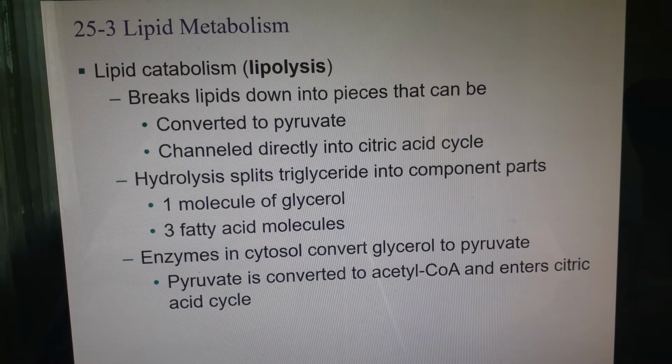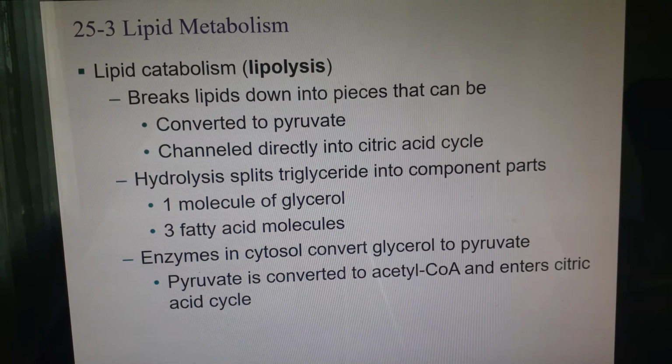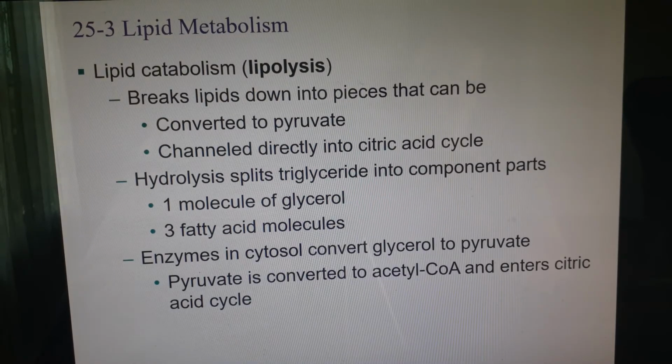So during hydrolysis, remember hydrolysis is to split with water, we're going to break a triglyceride into 1 molecule of glycerol, which is a sugar alcohol, and 3 fatty acid molecules. Now, in the cytosol of the cell, we have enzymes that are able to take that glycerol and make it pyruvate, just like glycolysis would take glucose and turn it into pyruvate. And then we can take pyruvate into the citric acid cycle, and it becomes acetyl-CoA, and we proceed from there.